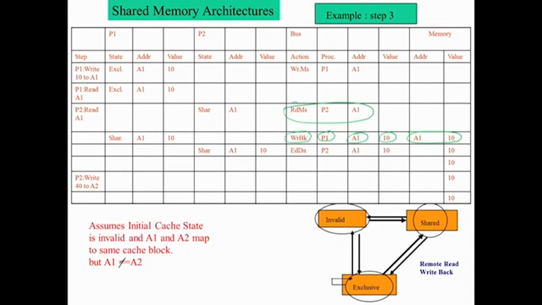Then what will happen? At the same time P1 will also make its state as shared state, please note here, because P2 will also have the value of A1. Then P2 will read the data from memory and it will also make it shared state. Are you able to follow this?